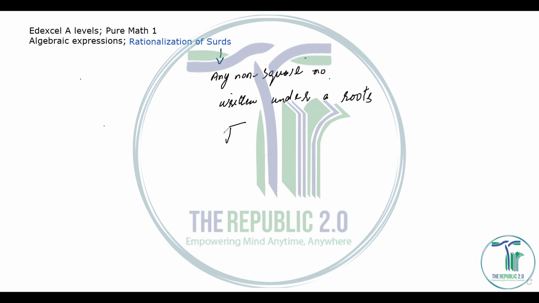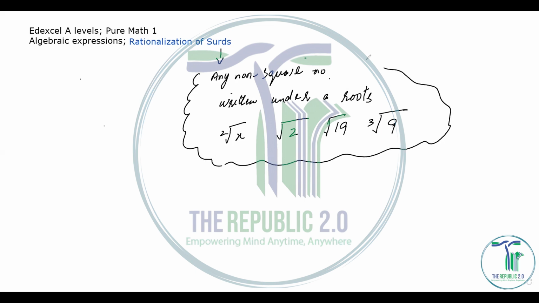Like the square root of x, the square root of 2, the square root of 19, and similarly the cube root of 9. If this is a cube root, 9 is not a cube. If this is a square root, 2 is not a square number. So if you're talking about a square root, the number should be a non-square. If you're talking about the cube root, the number should be a non-cube. That is how you talk about surds.